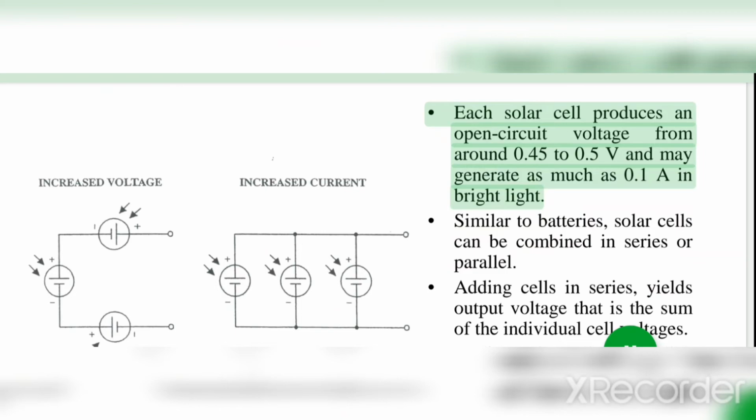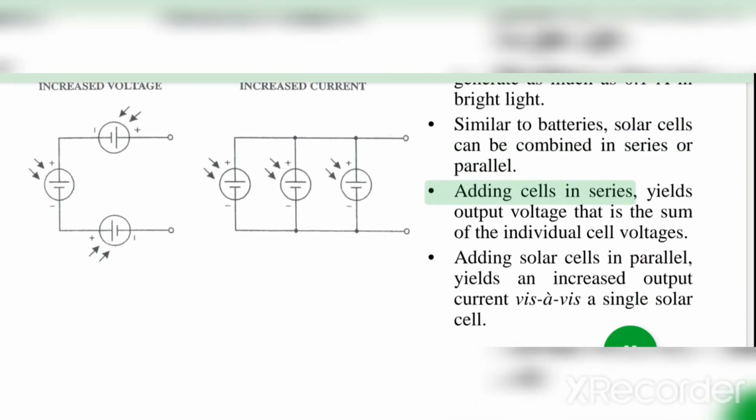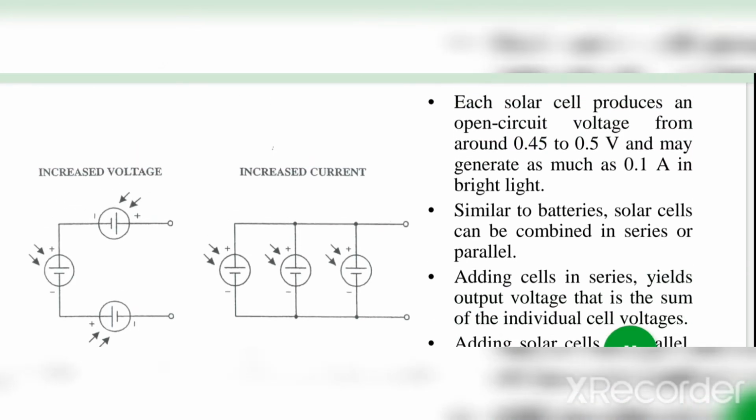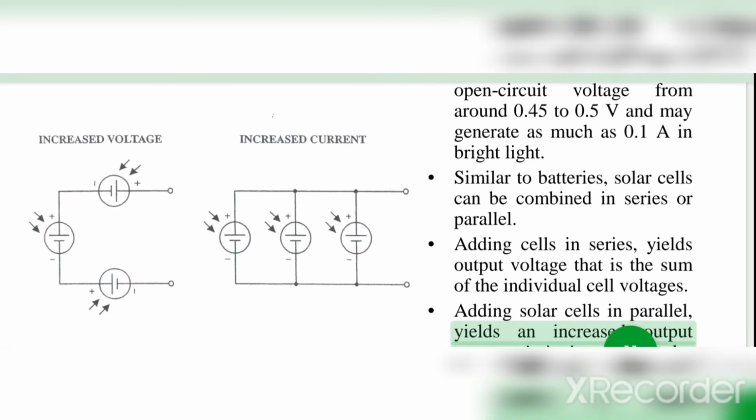Solar cell basic operation. Power sources. Each solar cell produces an open circuit voltage from around 0.45 to 0.5 V and may generate as much as 0.1 ampere in bright light. Similar to batteries, solar cells can be combined in series or parallel. Adding cells in series yields an output voltage that is the sum of the individual cell voltages. Adding solar cells in parallel yields an increased output current versus a single solar cell.